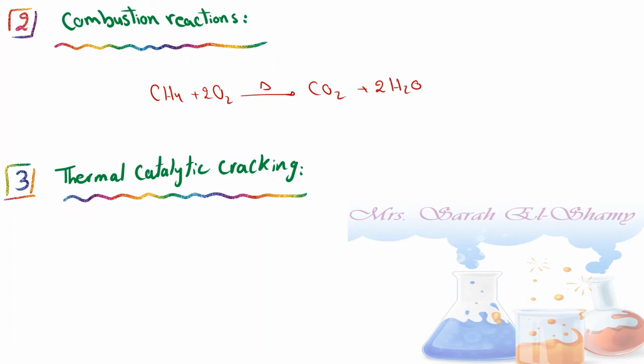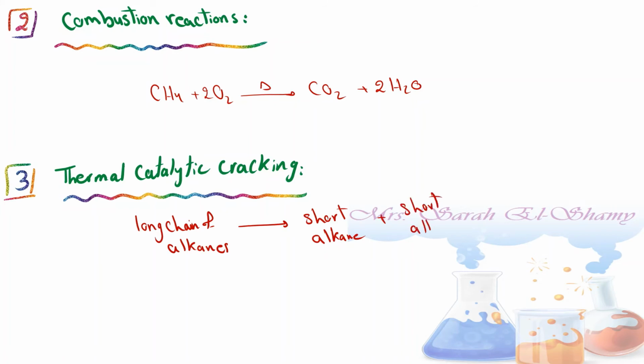Okay. What about the third type of reactions, which is called thermal catalytic cracking? The thermal catalytic cracking is a process that aims to convert the long chain of alkanes into what? Into short chain of alkane and short chain of alkene.